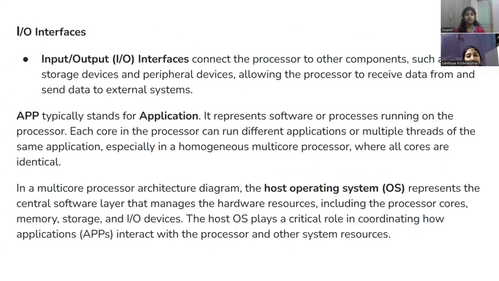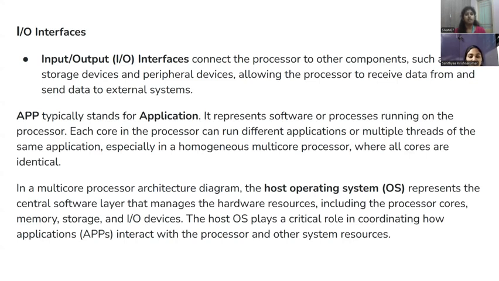Then the next topic we have is the input-output interface. The input and output interface consists of connections that link the processor to external components, such as storage devices, input devices, output devices, and network interfaces. We need this interface to interact with the outside world, so that we can interact with the system and know what's happening. For example, when you save a file, the processor sends data to the storage device through the I/O interface. That is how the input-output interface works.